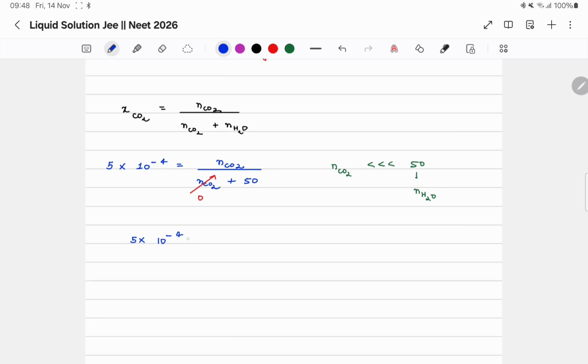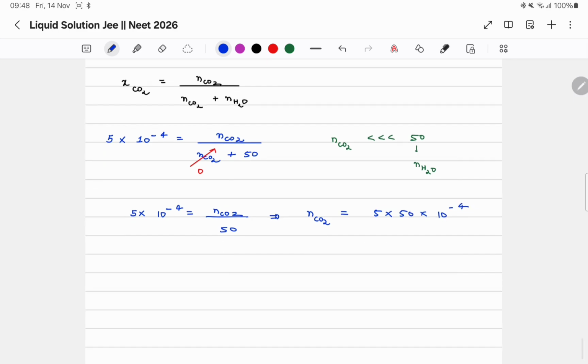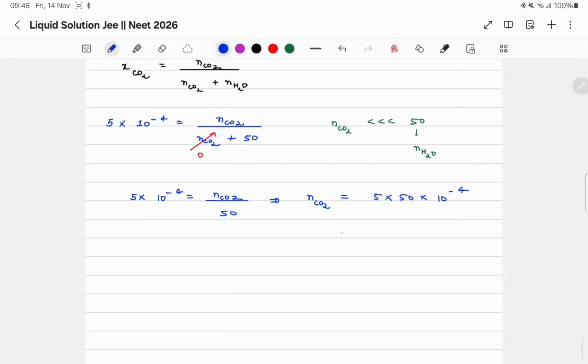So 5 into 10 to the power minus 4 will be equal to what? Moles of CO2 divided by 50. Just solve it. Moles of CO2 will be equal to what? 5 into 50 into how much? 10 to the power minus 4. Right? The moment you calculate, how much are we going to get? I will be getting 250 into 10 to the power minus 4 mole.